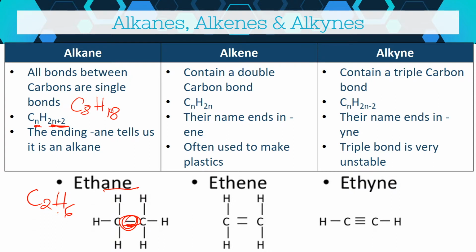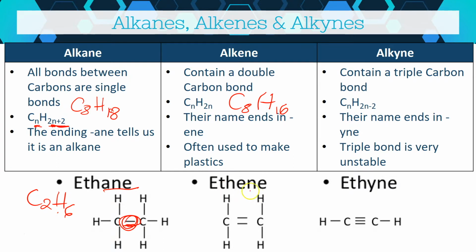All right, over here with the alkene, its formula is a little bit different. It is CnH2n. So what that means is if, again, C was 8, H would only be 2 times that. So 2 times 8 is 16. And unlike alkanes, their names end in ENE, or ene. Often they're also used to make plastics, because they're really good at forming long chain polymers.